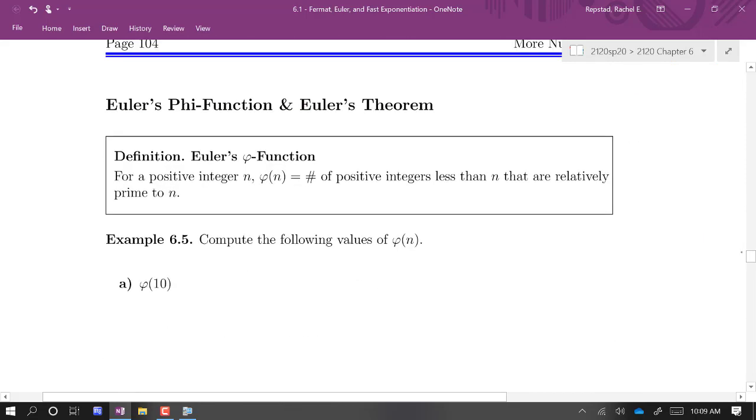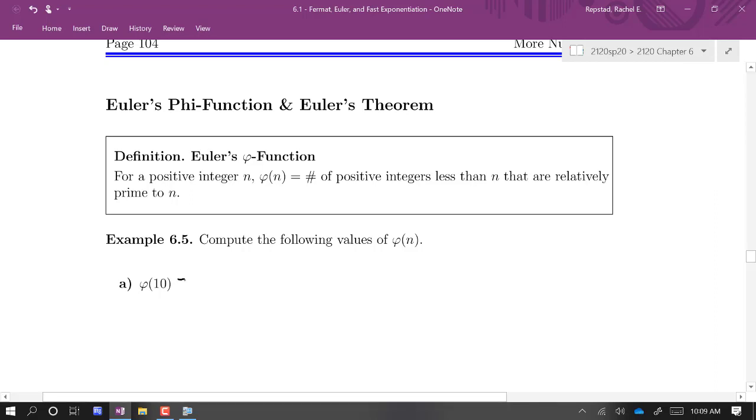All right, so we're going to switch gears a little bit. This will tie into our fast exponentiation. We're going to introduce a new function. We call it Euler's phi function. For a positive integer n, phi of n is the number of positive integers less than n that are relatively prime to n. So look at all the integers from 1 up to n minus 1. How many of them are relatively prime to n? That's what phi of n is.